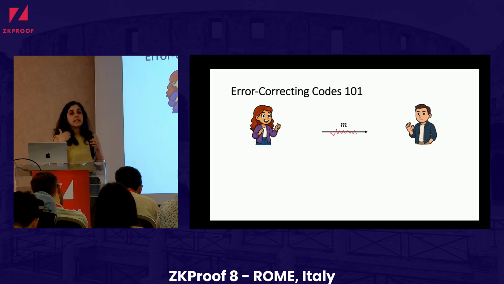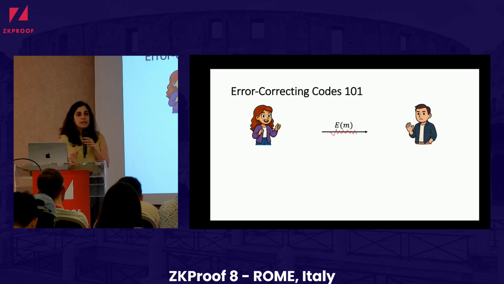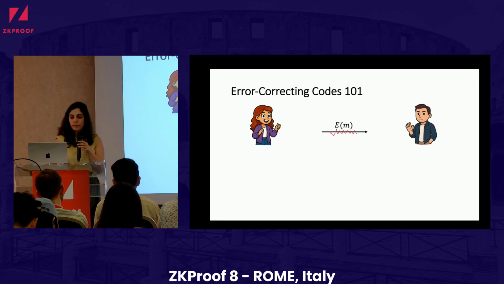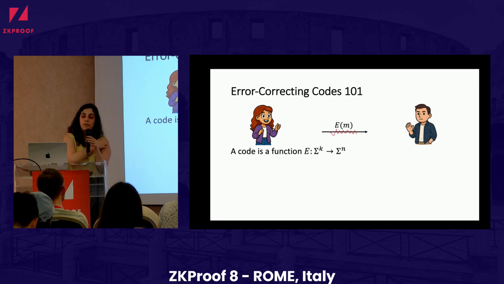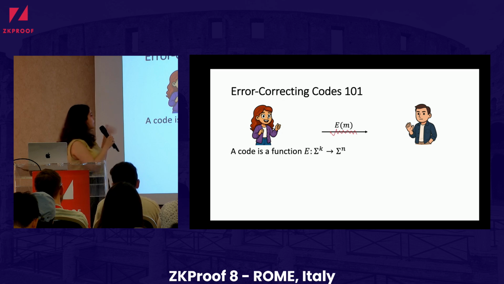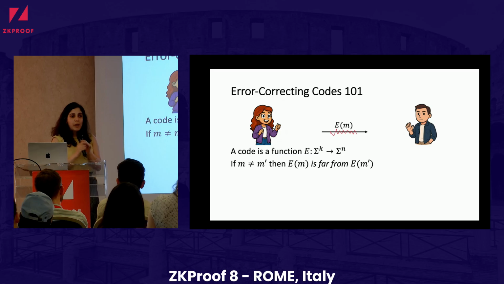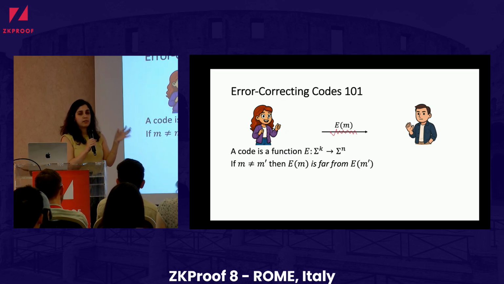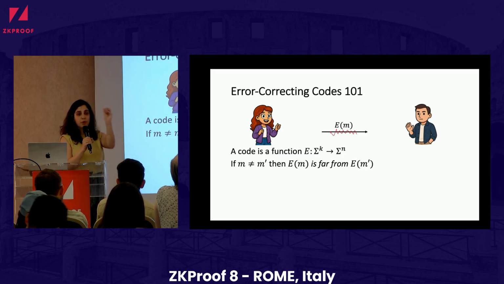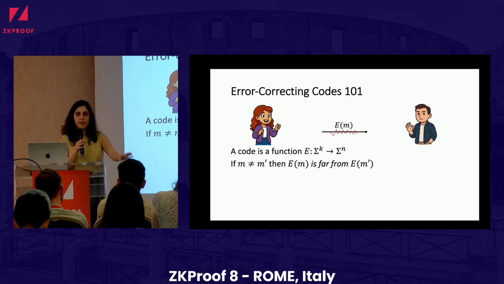So instead of just sending the message, Alice will send some function of the message. We call this function a code, where this function takes a string of size k and outputs a string of size n. The property we want is that if we look at two messages, their code words are going to be very far apart. And by far apart, I just mean that they don't agree on a lot of the points.